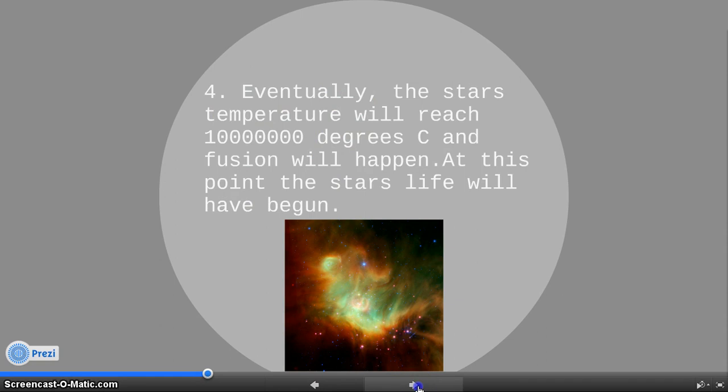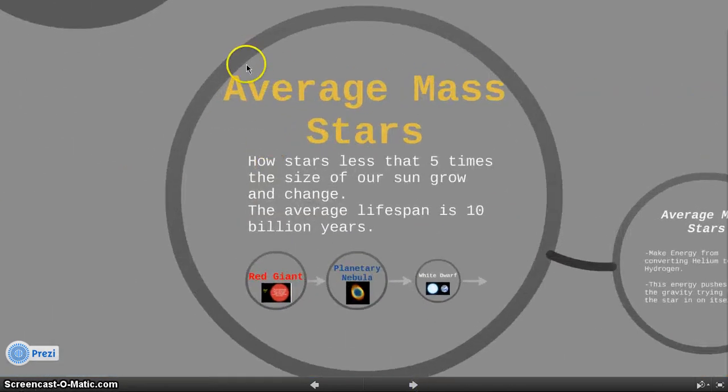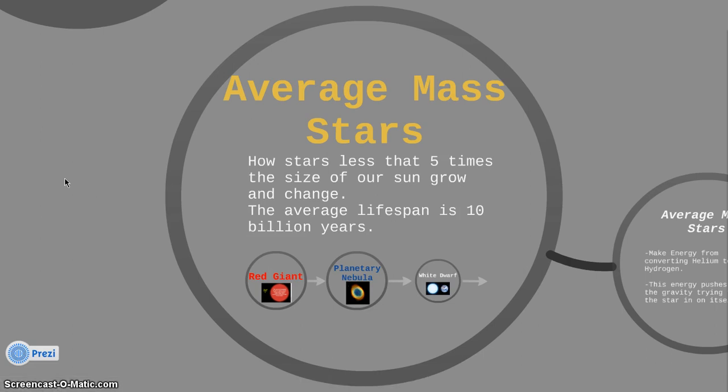So there are two main groups of stars. There are average mass stars, and then there are massive stars. We're going to be talking about massive stars just a little bit later. Average mass stars are less than 5 times the size of our sun, and they have a very, very long lifespan of about 10 billion years. Our sun is not quite halfway through its lifespan yet, which is good news for us.